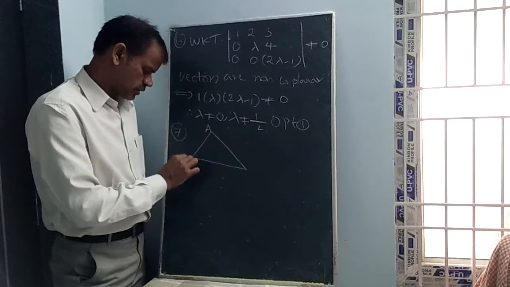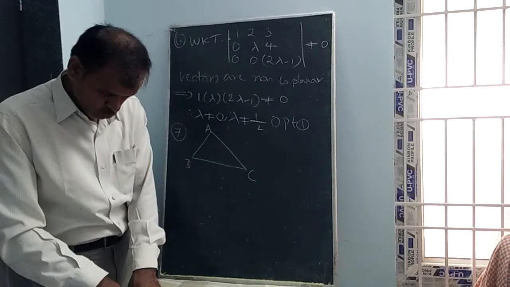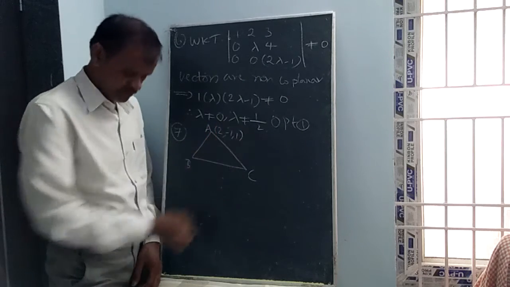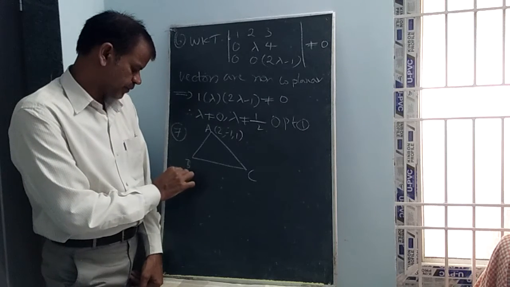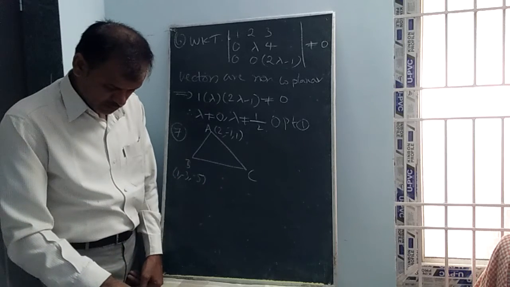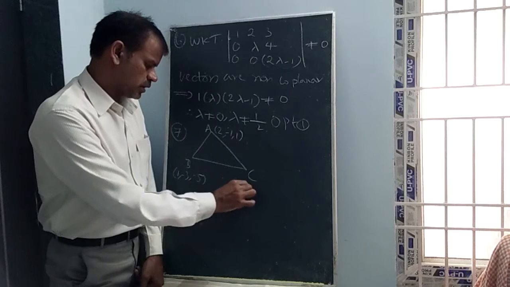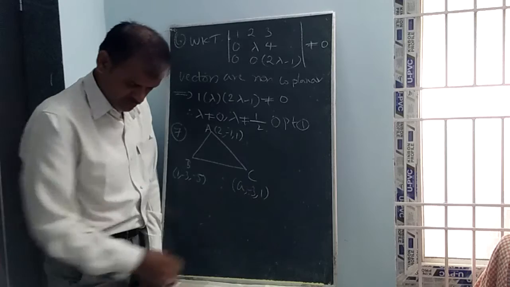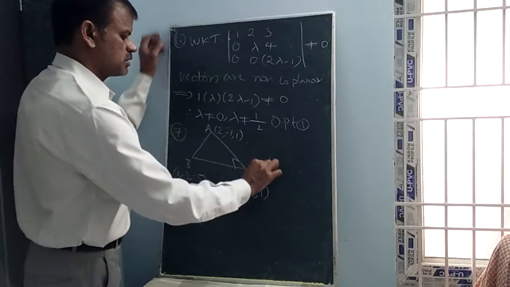Put here A, put here B, put here C. A value is 2, minus 1, 1. B value is 1, minus 3, minus 5. C value is A, minus 3, 1. Condition: angle C is equal to pi by 2.